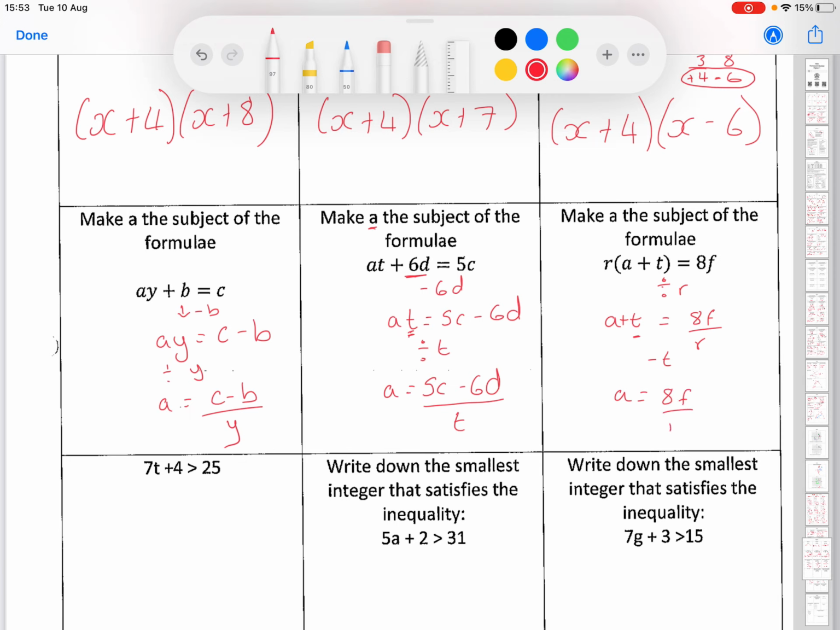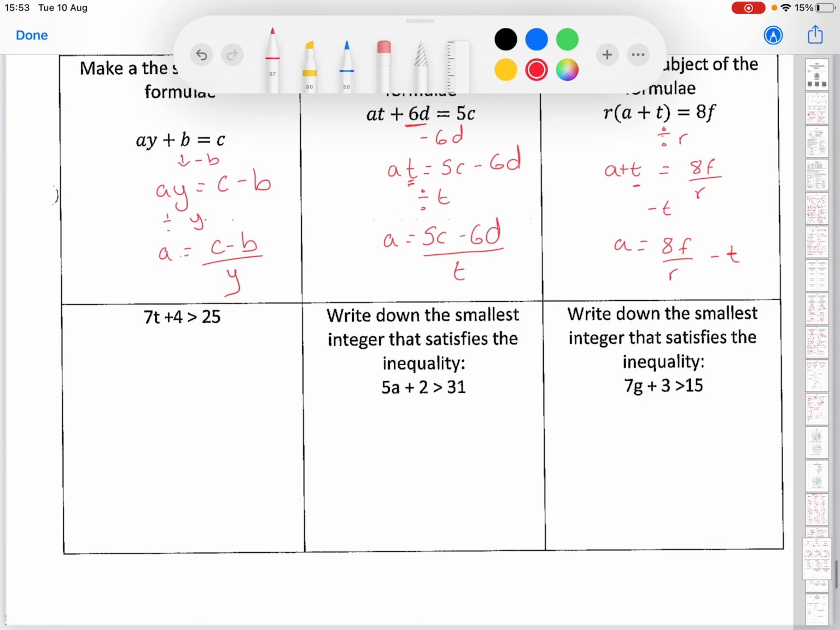Then all I need to get rid of is the t, so I can subtract t. So I'll have a is equal to 8f over r, subtract t. Make sure that's not in that bracket, in that fraction, sorry, because I've done it in a little bit of a different way. If I come across another one, I'll do it a bit different.